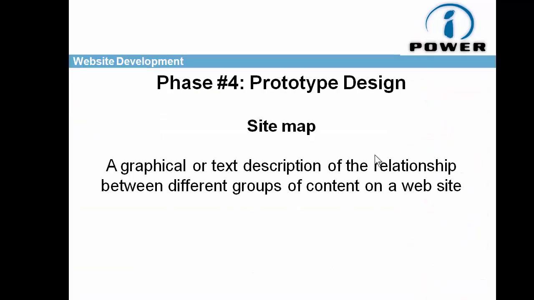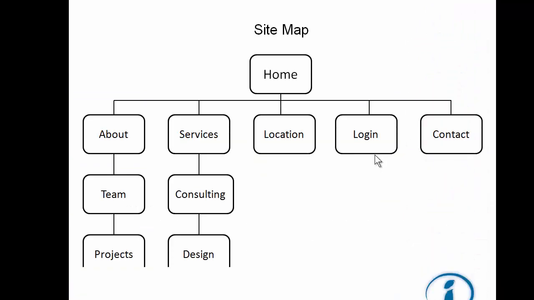So sitemap is actually a graphical description of the relationship between different groups of content on a website. In other words, you have different groups of content here, about group or page, services, for example, location, login, contact, whatever. And then under the about you have some sections or some sub-pages like team and projects, etc. So you have to give it some thought together with your client or your manager and decide what the future structure of your website is going to look like.